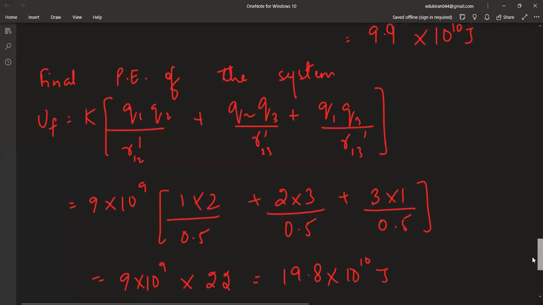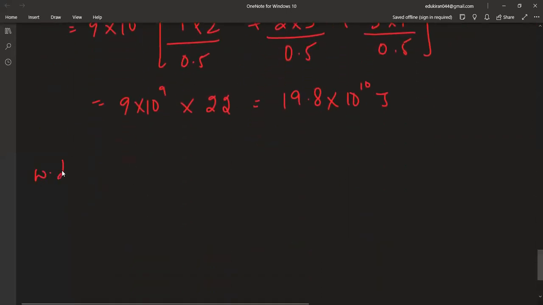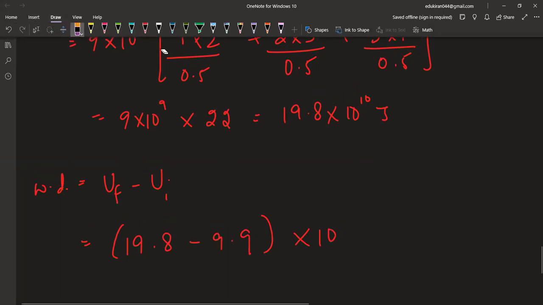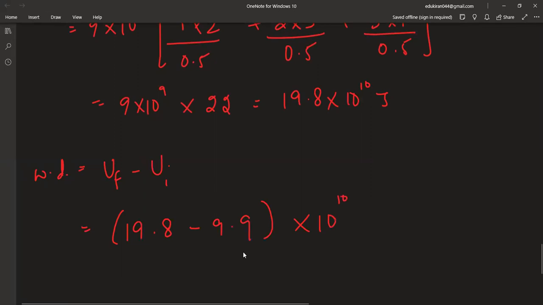Now, when we have to calculate the work done, work done will always be final energy minus initial energy. Final energy is this. Let's take 10 to the power 10 common. So 19.8 minus 9.9, into 10 to the power 10 joules. So this is your final answer. How much will this be? This is half of it. So the answer will be 9.9 into 10 to the power 10 joules.